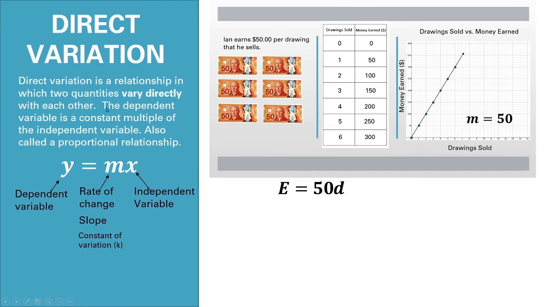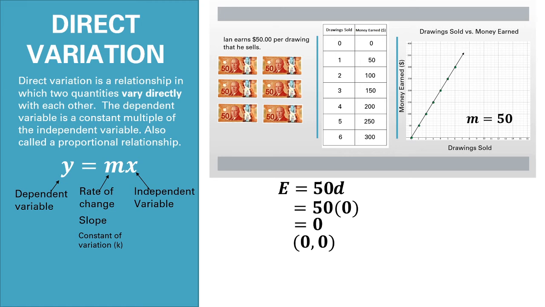Looking back at the definition, it says the dependent variable is a constant multiple of the independent variable. Well, it's going to be a constant multiple in this case of 50, this constant of variation here. Each time I put in a value for D, I will get a multiple of 50. So let's see that with the first couple values.